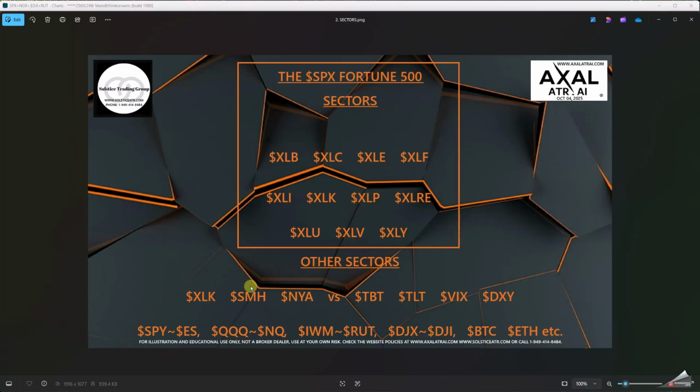But remember, the tech sector and the semiconductor and your composite versus the interest rate bearing account, TLT, and the TBT is the yield on it. The VIX in relationship to the dollar against the technology sector, SMH and SPY. SPY, the E-mini is ES, the Nasdaq QQQ, the ETF is NQ, the IWM small cap is RUT, the Dow Jones Industrial Average is DJI, Bitcoin, BTC, and Ethereum.